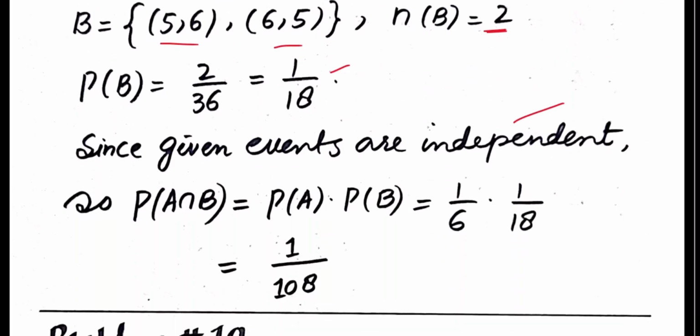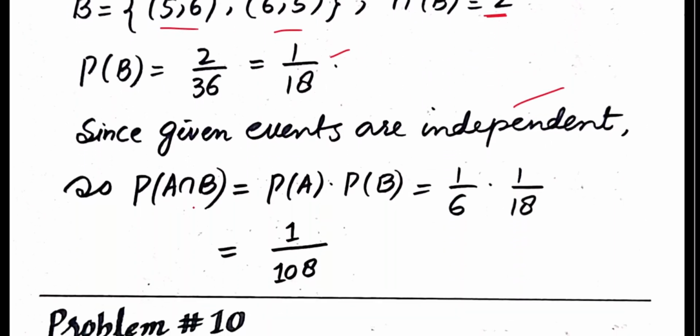So we will use the simple law of multiplication, that is probability of A intersection B is probability of A into probability of B. What is the probability of A? This is 1 by 6. Probability of A intersection B is 1 by 6 into 1 by 18, that is 1 over 108. Very simple.